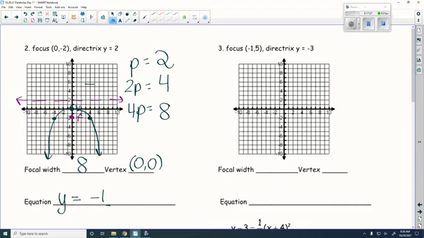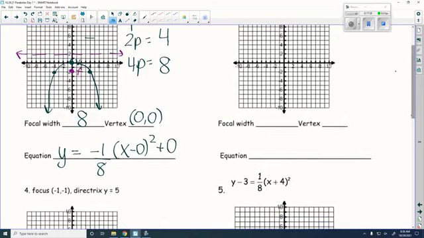Negative 1 over 8, (x minus 0) squared plus 0. So you could also see this written without the zeros as y equals negative 1 over 8 x squared. I will take it either way, but on multiple choice, you have to see this.